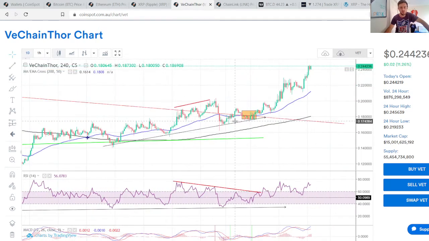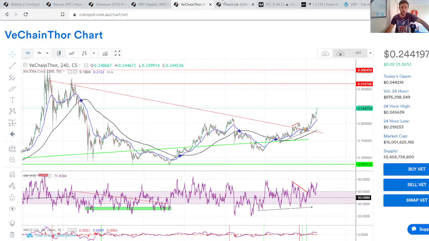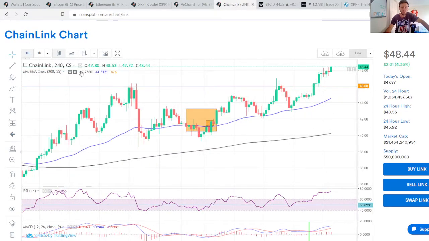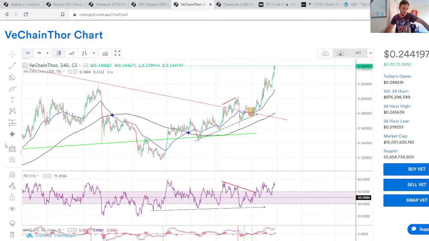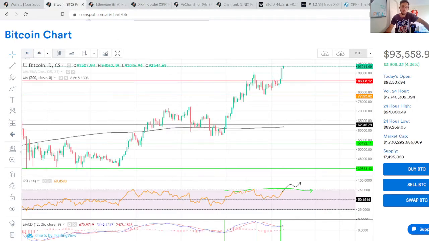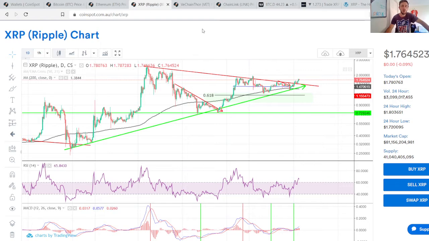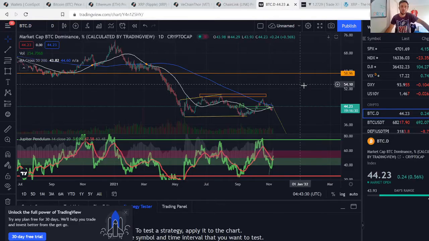VeChain just broke out of its resistance. Breakout, pullback, breakout, pullback, breakout. These things are now going ballistic. Chainlink as well. So if you're following our buy positions in the portfolio, we're up 30% on VeChain, we're up 15% on Chainlink, and we're up on XRP. We didn't buy Ethereum or Bitcoin because it's a bit high. They're already at all-time highs. We bought relatively low things for that reason.